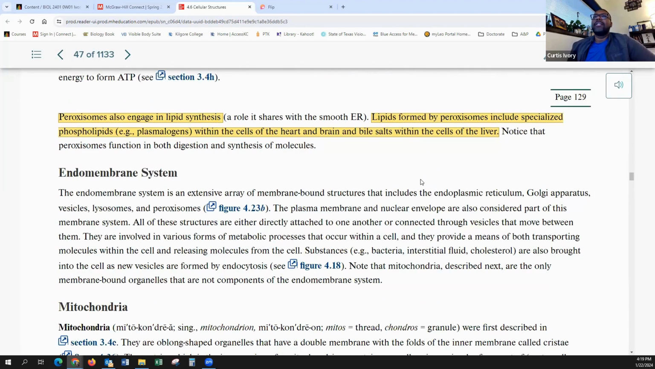Peroxisomes also engage in lipid synthesis, so they can actually form oils and lipids. Lipids formed by peroxisomes include specialized phospholipids. So this can be present in the heart, the brain, and the liver. So peroxisomes have more prominence than just breaking things down. They can actually be relied upon by several different organs as well.